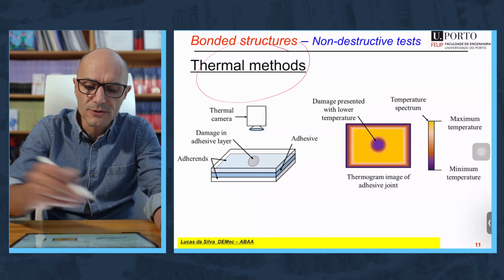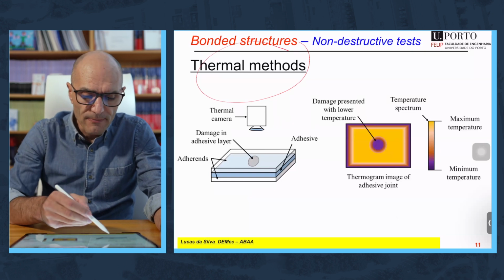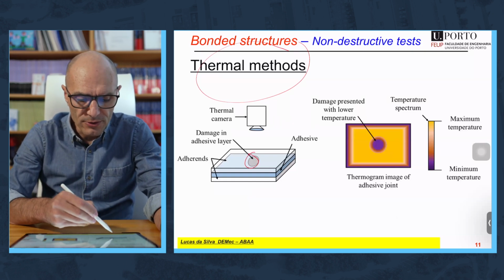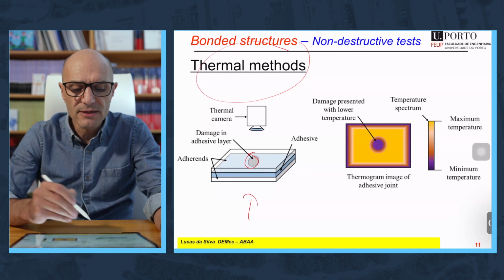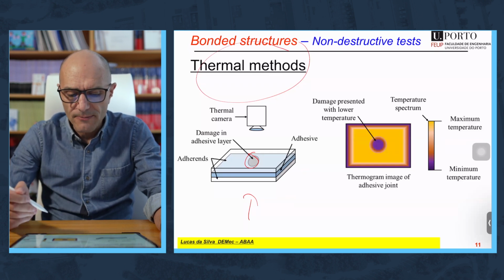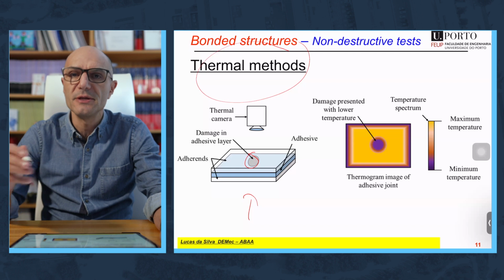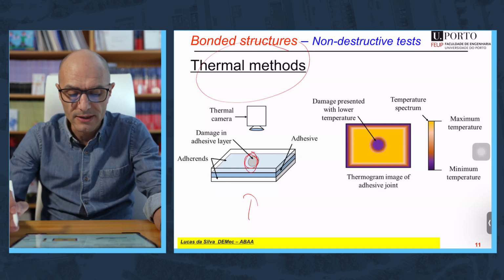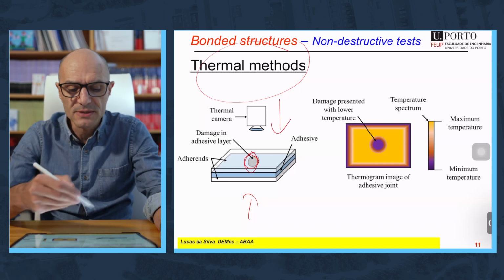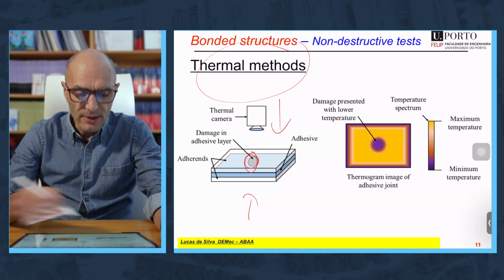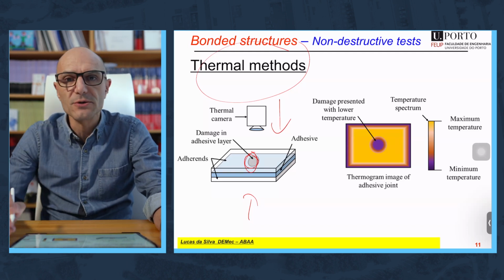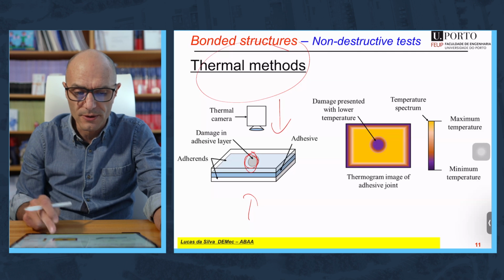You have thermal methods also that work quite well. Imagine you have a defect here and you heat from this side and you have a thermal camera on the other side. This defective joint will show as a lower temperature because the heat transfer will be more difficult in that area. If you heat on the same side, then the defective area will show hotter because the heat cannot transfer so easily to the other part of the joint.